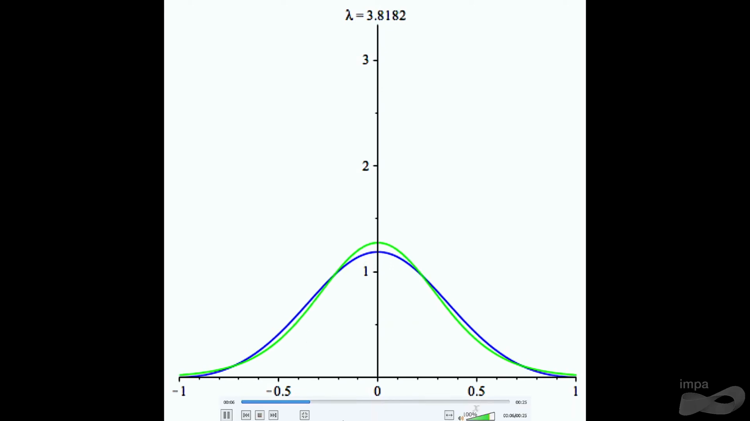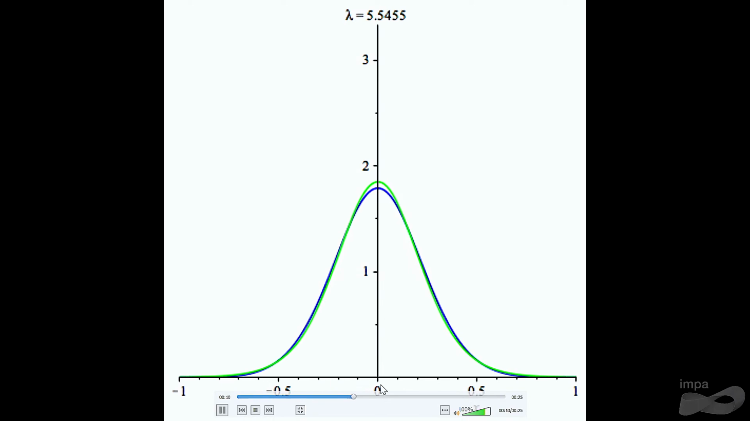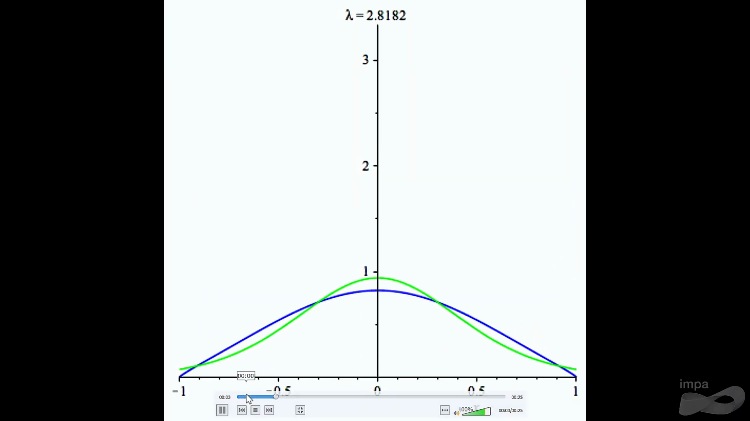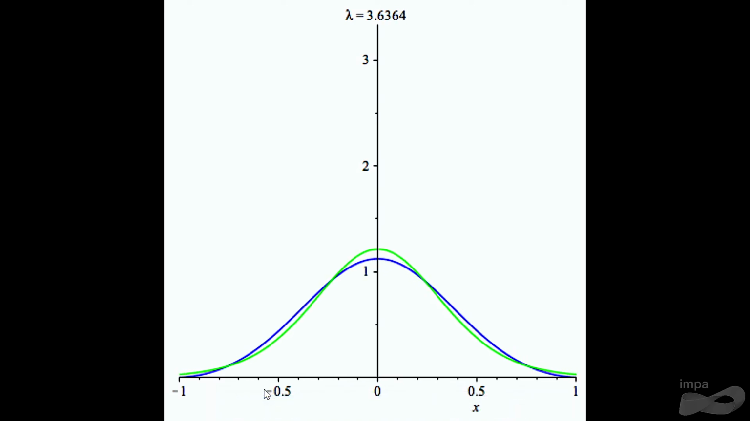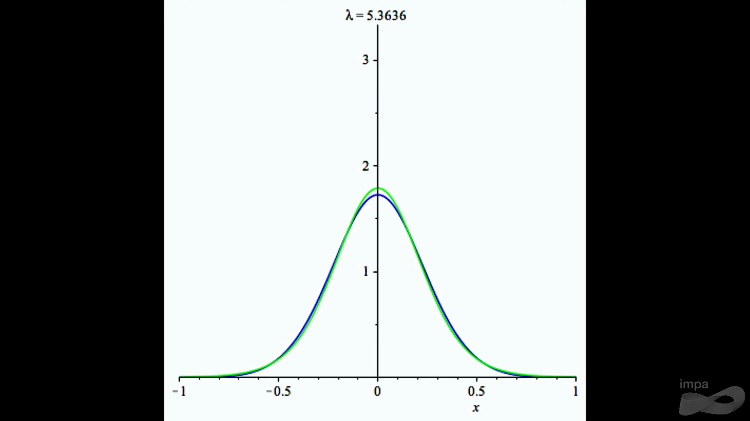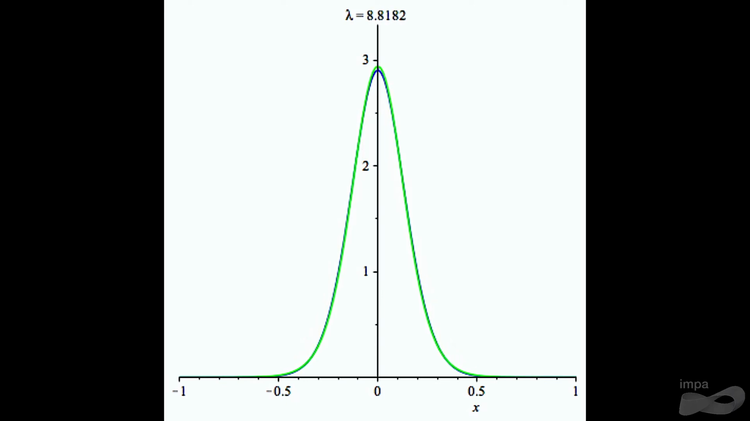This is the same family. Green is the CSS that has the same omega as the blue as we go through. See, it's getting closer and closer. Again, we're going to 8 here. Oh, maybe this one went to 10.